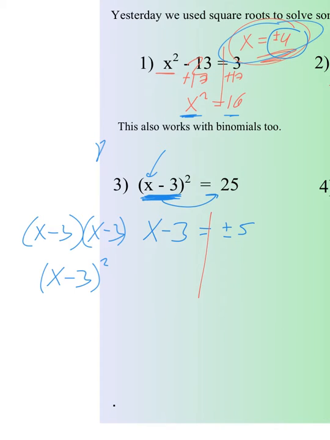And now I can still keep solving this problem for x, though. So now what I'm going to do is I've got to get x by itself, right, to find my solutions. So I'm going to add 3 to both sides. And when you do it over here, just add 3 right here. You're going to slip it right in front of that plus minus sign.